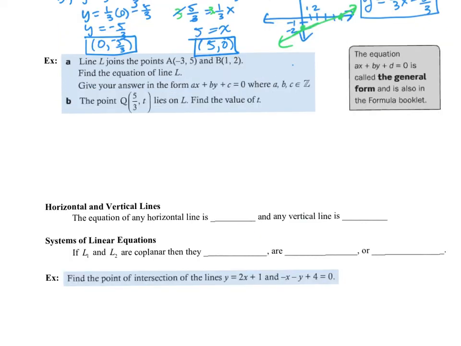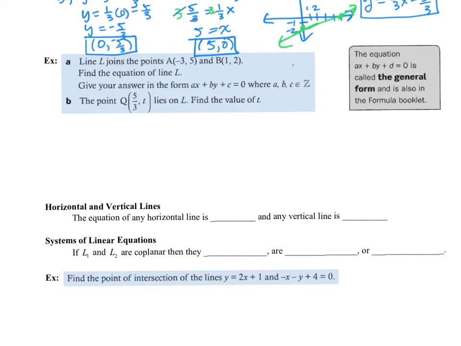So now let's take a look at this next example. It says line L joins points A and B. Find the equation of L, and this time we're going to give our answer in what's called general form: Ax plus By plus C equals 0. Basically, all you need to know about general form, you don't need to memorize it, it'll be in the formula book, but we just need coefficients of x and y and our constant term to all be integers, and we need one side equal to 0.